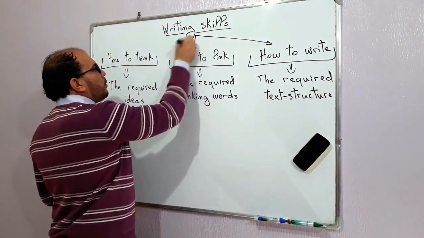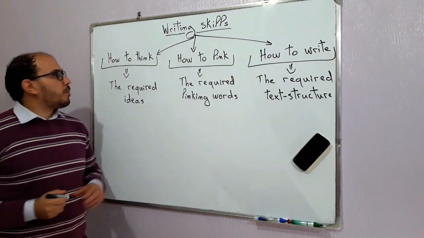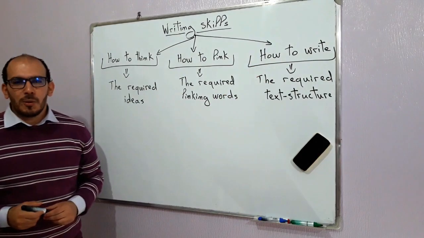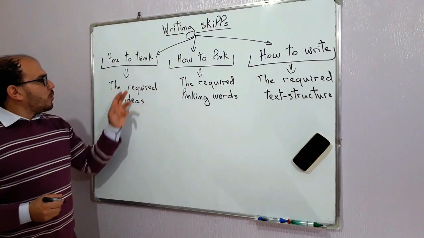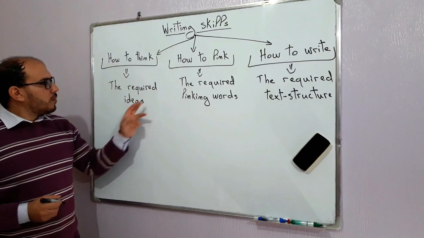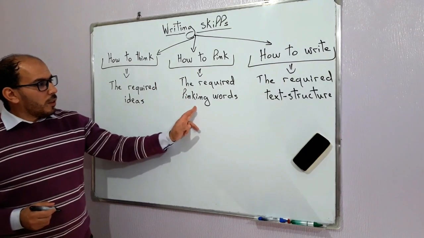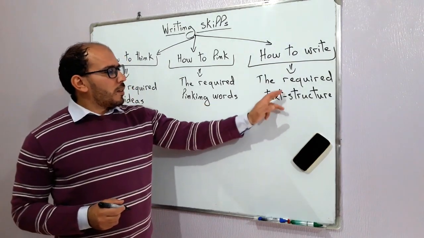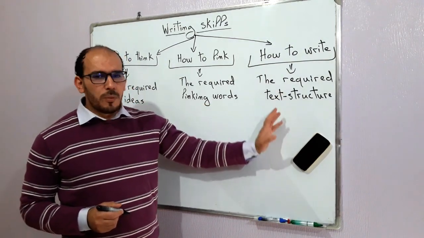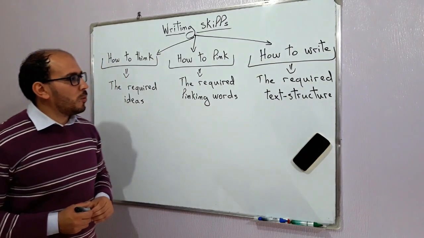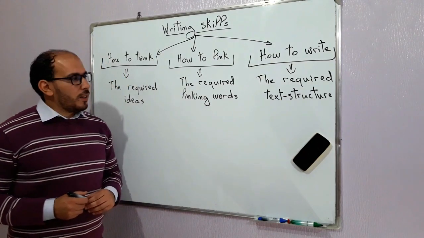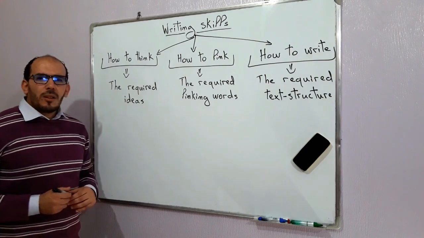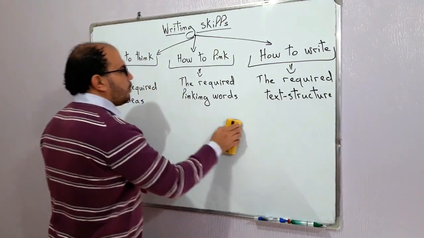So generally speaking, we have three pillars of writing: how to think, how to link, and then how to write. For how to think, the required ideas; how to link, the required linking words, whereby you link between your ideas; and how to write, the required text structure. This means the form of writing that you have to abide by its rules, or its form in general. Anyway, we will talk one by one about these pillars.